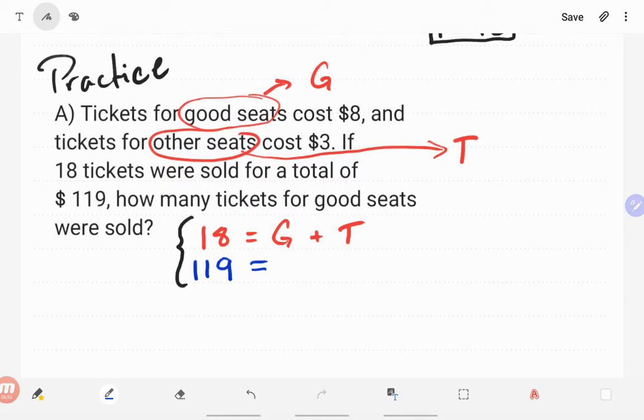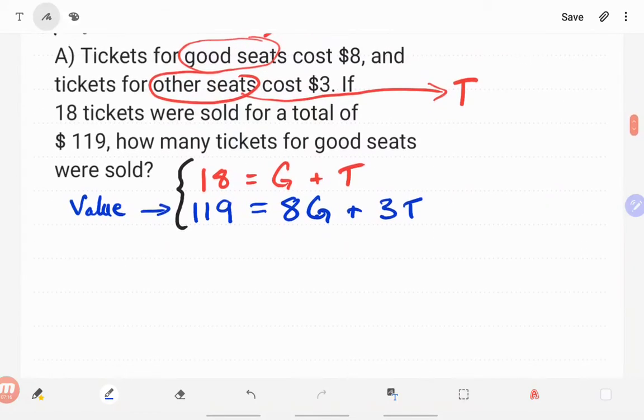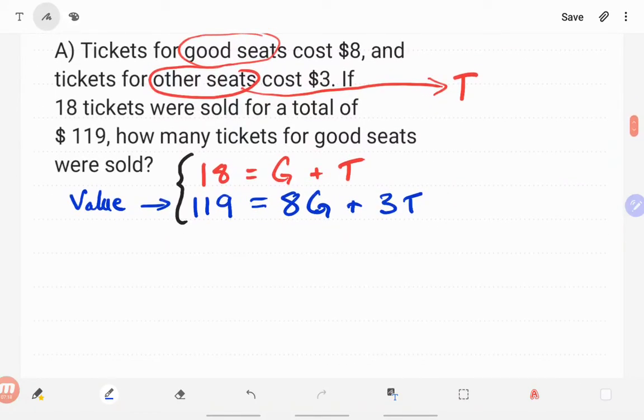Well, whenever I'm looking at the value, I've got to throw value onto my variable, right? So good seats have a value of 8, and my other seats have a value of 3. Okay, so it looks like I've got G and T, G and T. Let's go ahead and use elimination. Let's use elimination to solve this problem.